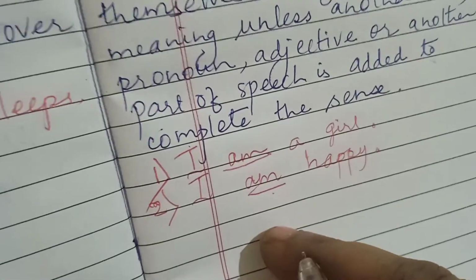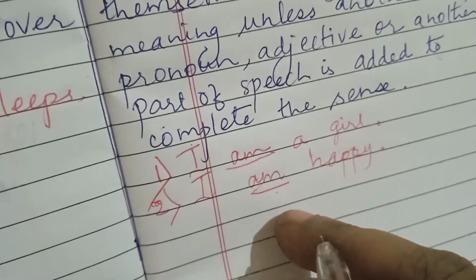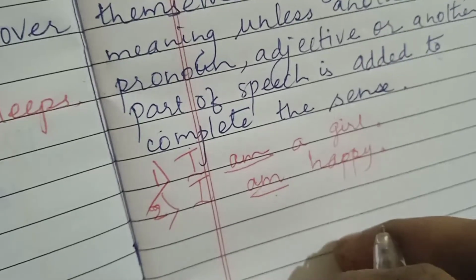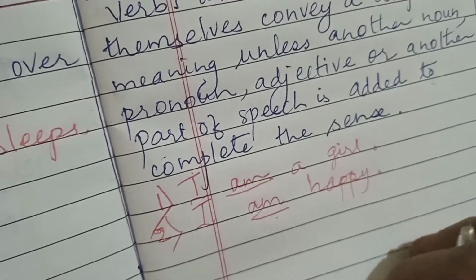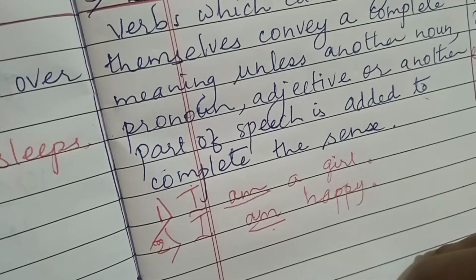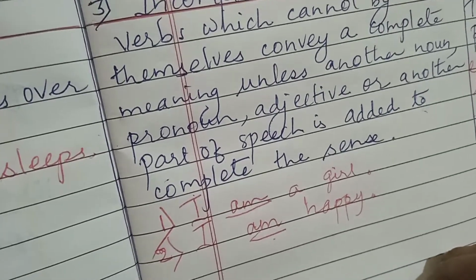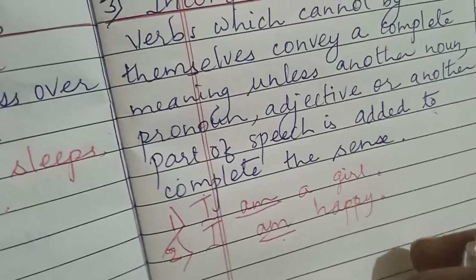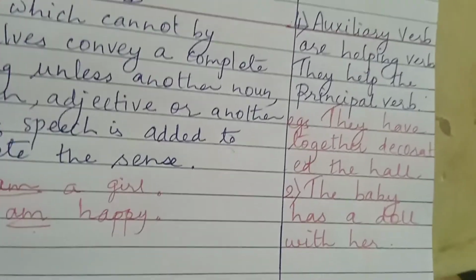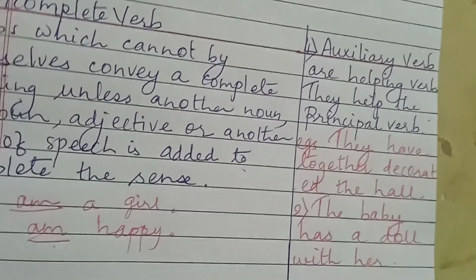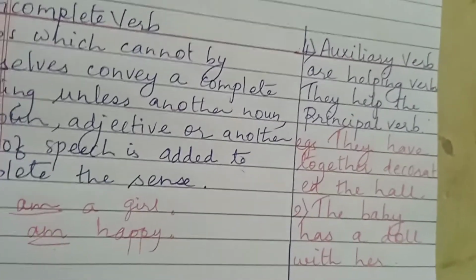So this type of verbs, is, are, am, has, have, which require another noun or a pronoun or an adjective or another part of speech to complete their meaning, are called incomplete verbs. Fourth type of verb is an auxiliary verb. Auxiliary meaning helping. Auxiliary verb means helping verbs.